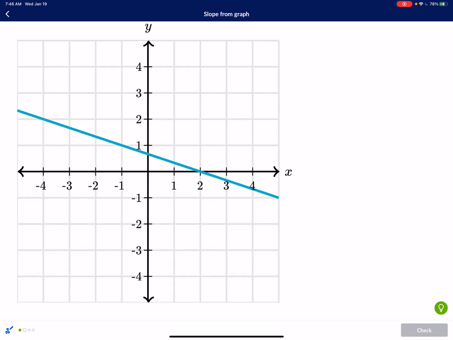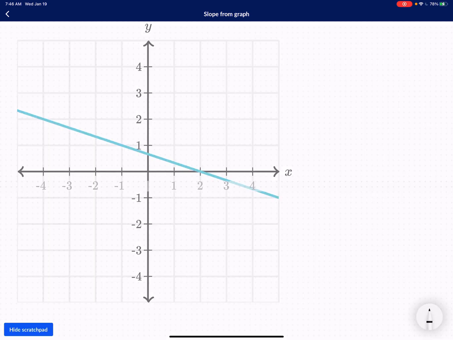Once again, we want to draw a right triangle. In order to draw a right triangle, we need 2 points. We can't choose that point because it's not in the corner of a box. But it seems like this is in the corner of the box, and so is this one.